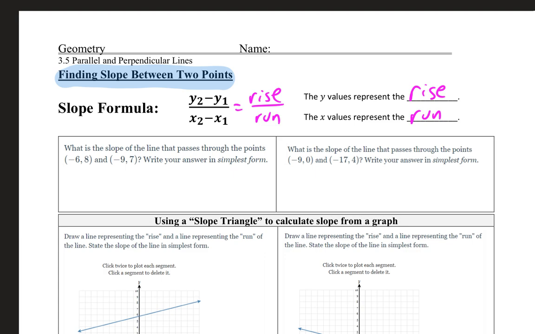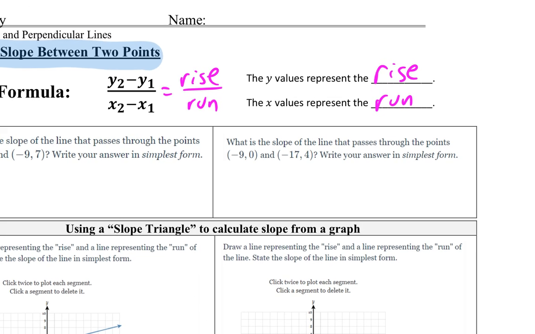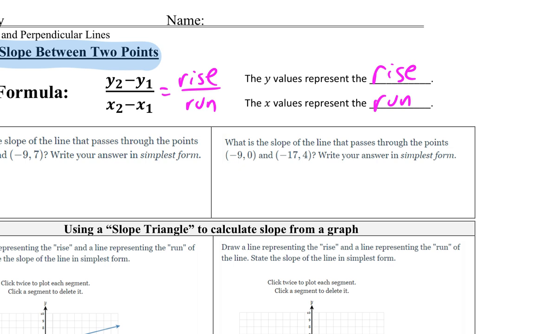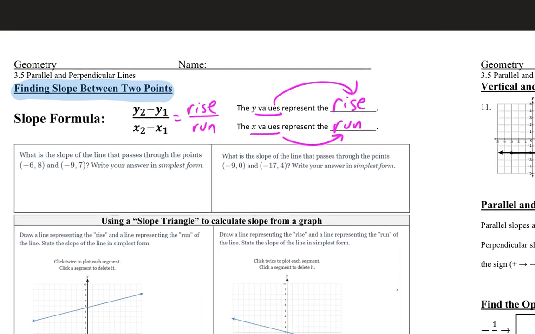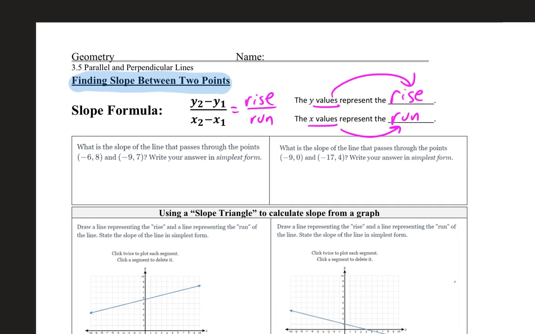The y value is going to represent that y, and then our x values will represent that. All right, so let's keep it moving. The main thing that we need to remember is that x comes first, then y comes second. So the rise is going to be right there, and the run is going to be right there.